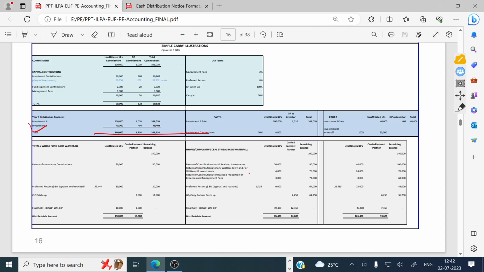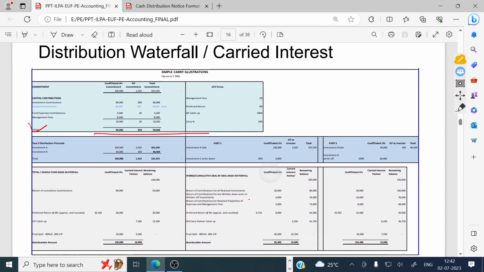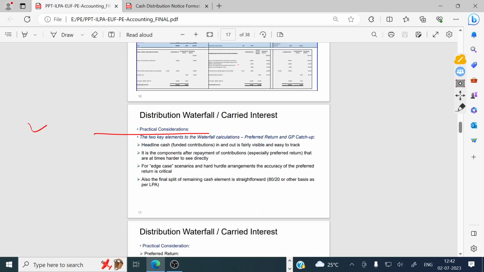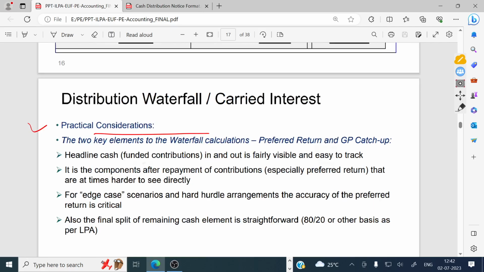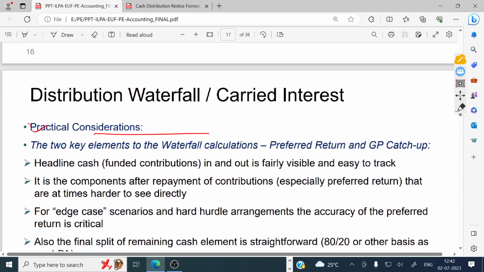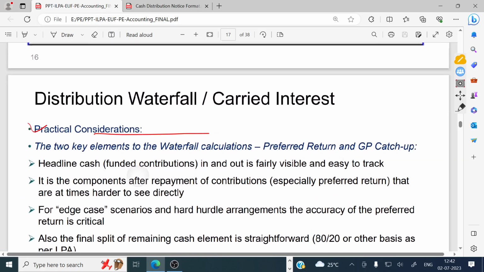Contributions, return of investors, funded and unfunded. Could you please increase the font? Yeah, it's a presentation slide. Let me.